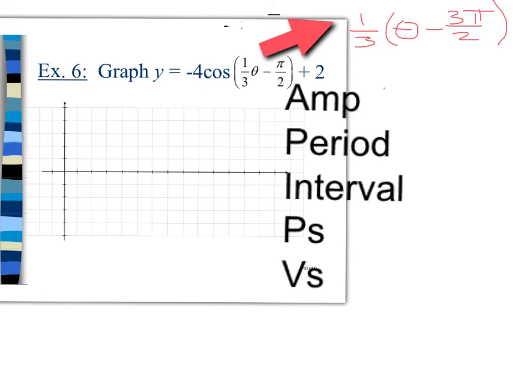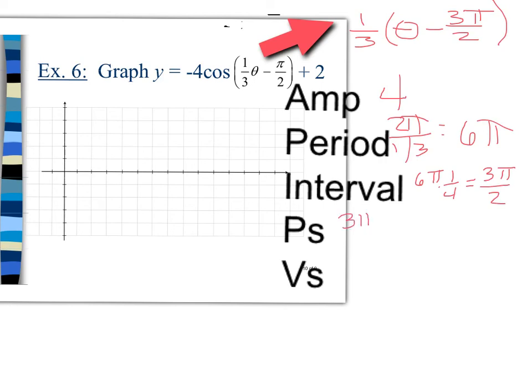So with that, I will have an amplitude of 4, and remember it's always the positive. I have a period of 2 pi over 1/3, so that gives me 6 pi. My interval is going to be 6 pi times 1/4, so it's going to give me 3 pi over 2. My phase shift is going to be 3 pi over 2, and my vertical shift is going to be up 2.